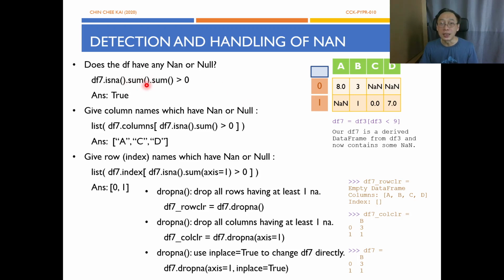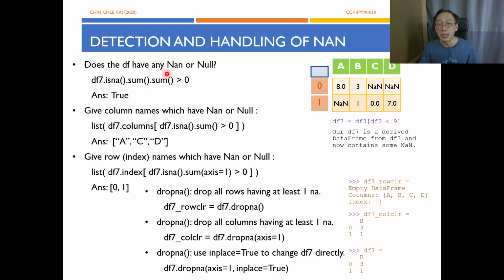Then we do a dot sum. Remember, if you do a dot sum without axis equals to 1, it gives us the column sum. So it kind of creates a new row, but it won't be stored in DF7. But it sort of creates a new row and adds up all the truths, remember? So it will be here 1, 0, because there are no nans, 1, 1. So 1, 0, 1, 1.